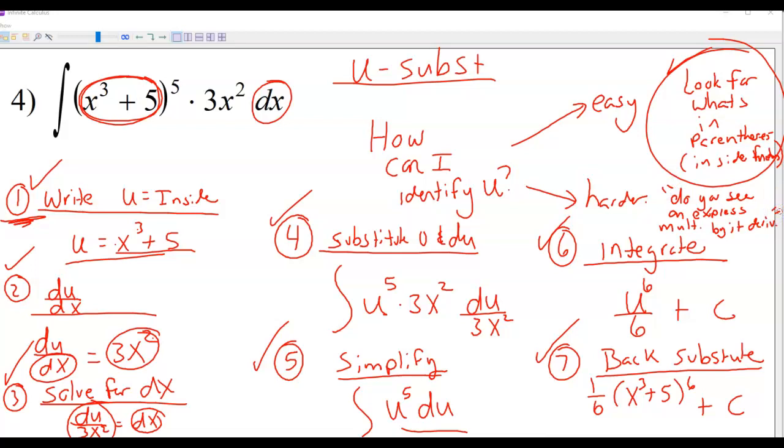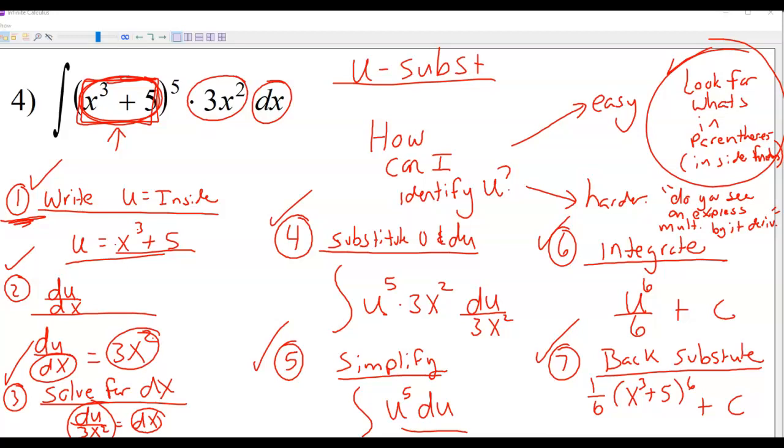So do you see an expression that's being multiplied by its derivative? Like right here, for instance, I see an expression, and what's the derivative of that? Well, you have to be able to do that in your head. The derivative of that is 3x squared. So do you see an expression that's being multiplied by its derivative? Yes, we do. So therefore, that expression that we looked at in the beginning is therefore the u.